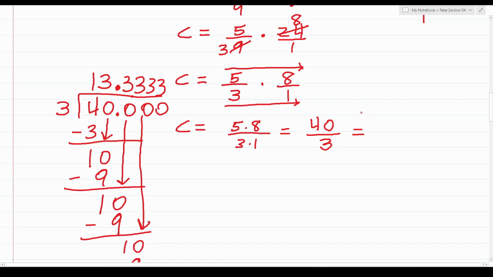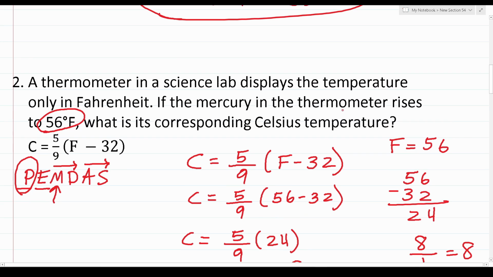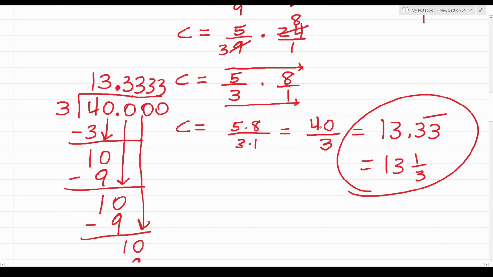So we would say that the temperature in terms of Celsius is 13.33 degrees repeated, or 13 and 1/3 degrees. All right, so either of those two are acceptable. And so the answer to this problem is 56 degrees Fahrenheit is the equivalent of 13.33 degrees Celsius.